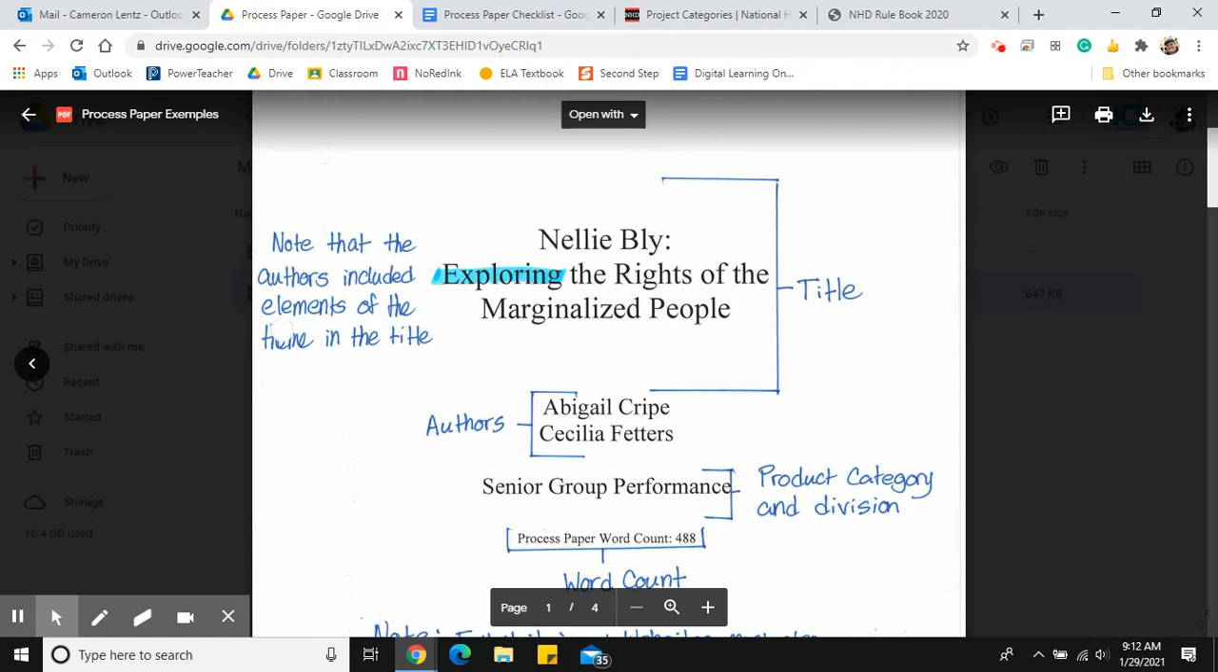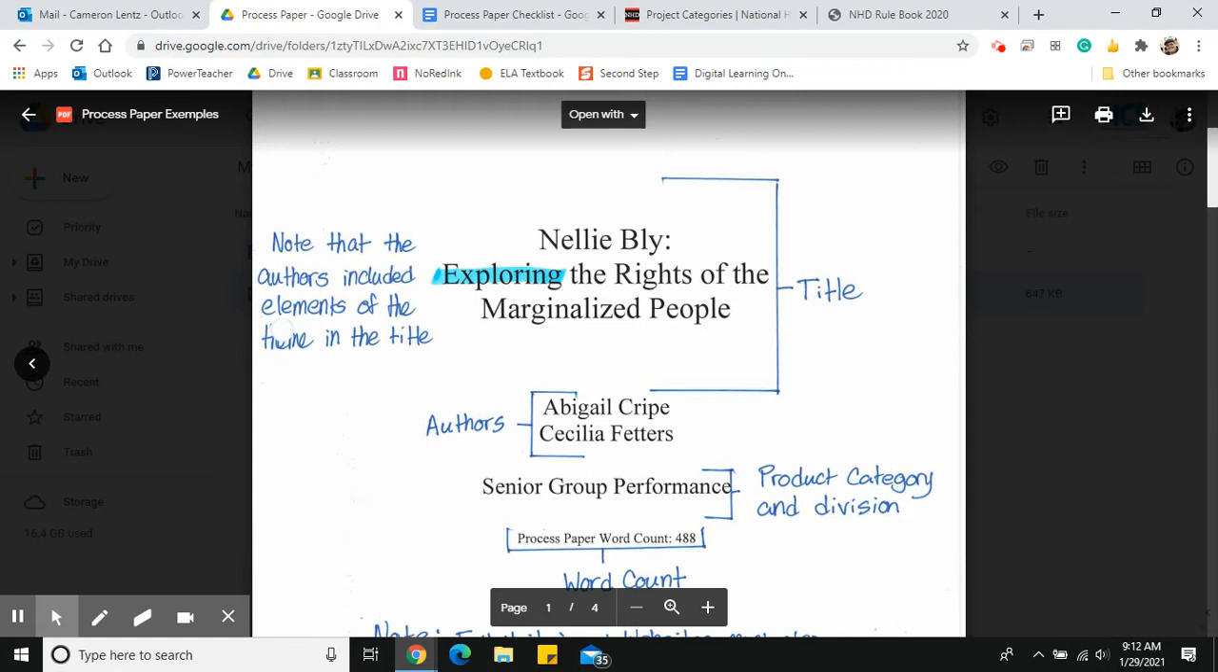Today I wanted to talk to you about the process papers for NHD. So the process paper is what's called written material that's required for every product for the NHD competition. And basically the role of the process paper is to catch the judges up on all the work that you've done. The first time the judges meet you and see your product is when all the work is finished.